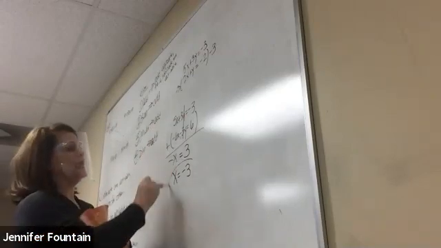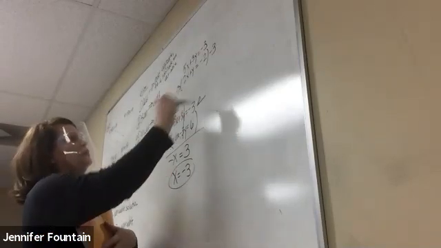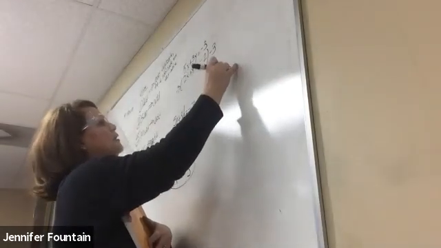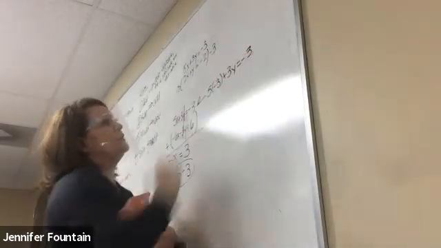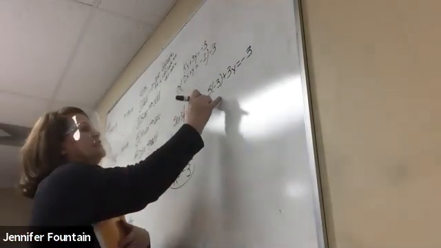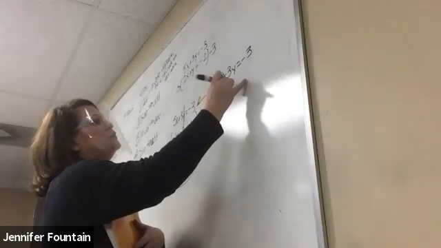Now I'm going to take x equals negative 3, plug it into my first equation. So I have 5 times negative 3 plus 3y equals negative 3. What is 5 times negative 3? Negative 15 plus 3y equals negative 3.